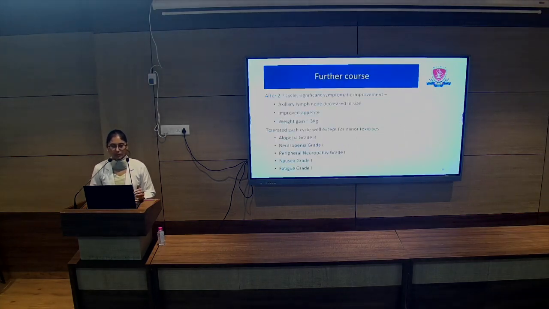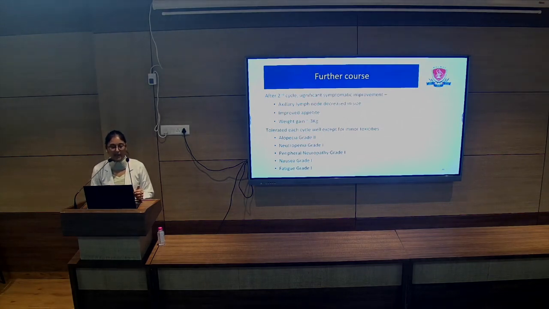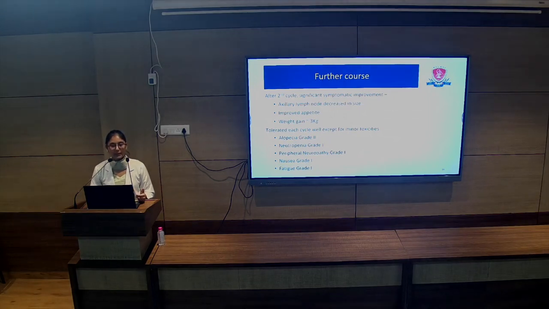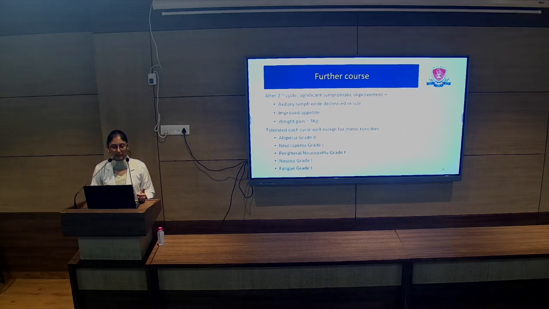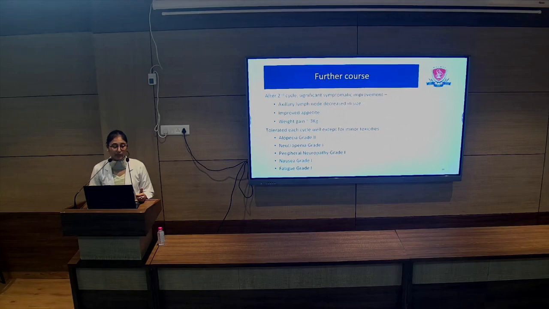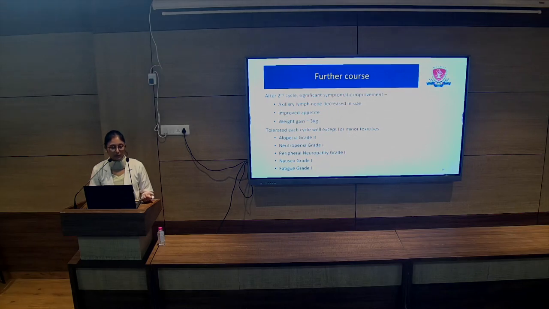In further course, she was evaluated clinically before each cycle and she had a good response. She had a systemic improvement. The axillary lymph node decreased in size. She had improvement in appetite and she gained weight of 3 kg. She also tolerated each cycle very well with minor toxicities. She had hair fall and a few grade 1 toxicities like neutropenia, peripheral neuropathy, nausea and fatigue.